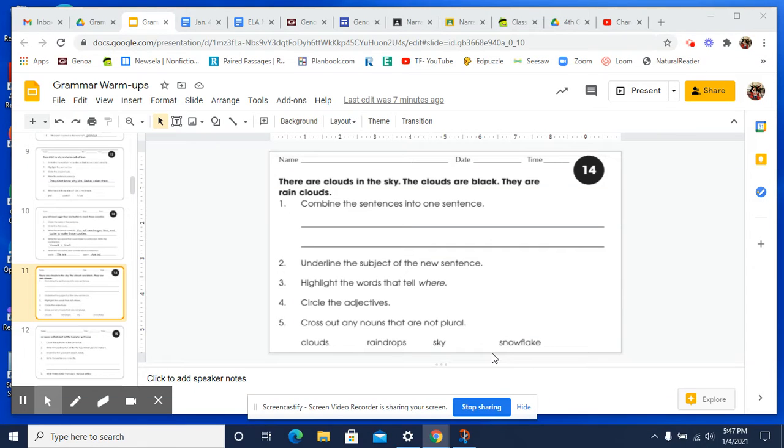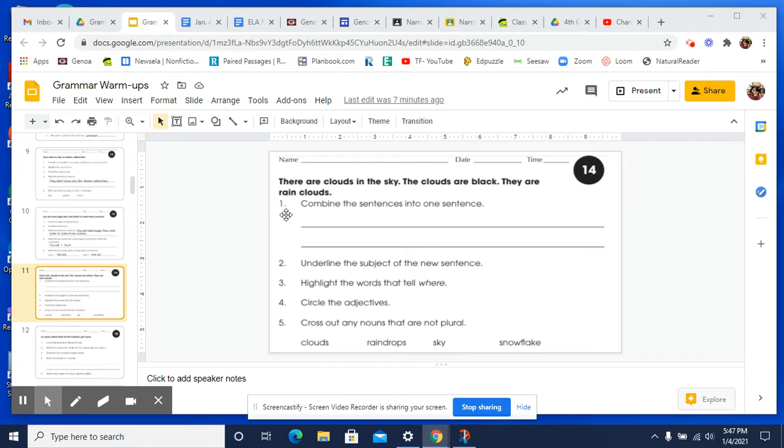Right, it is time for grammar warm up number 14. Let's go over this and make sure you make the corrections as we go over it. There are clouds in the sky. The clouds are black. They are rain clouds.